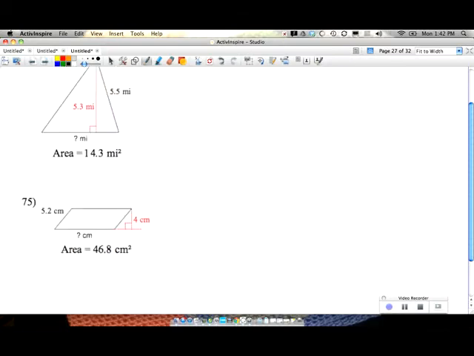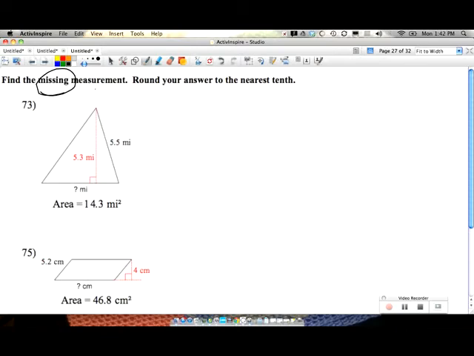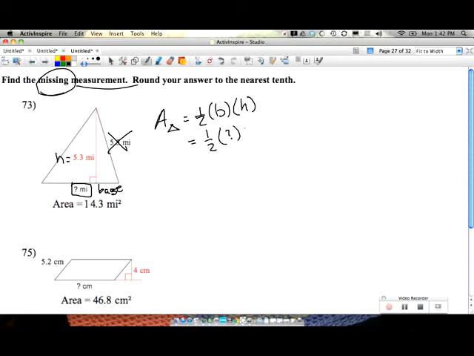Okay, now we've got to find the missing measurement. That means they're going to give us the end result. And we've got to see how we set this up so we can find that piece in the middle. All right, we've got a triangle. One of these numbers actually doesn't matter. The 5.5 doesn't matter because I need the base and the height. The question mark is my base. And my height is right here, 5.3. So the area of a triangle equals half base times the height. Well, that's going to be half, we don't know what the base is, so we're going to leave that as a question mark, and the height is 5.3. And we know that the area is actually going to wind up being 14.3.